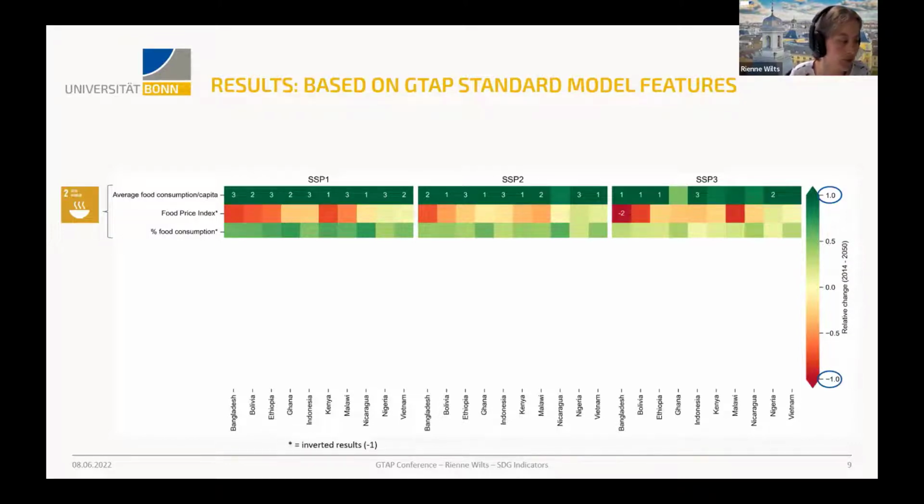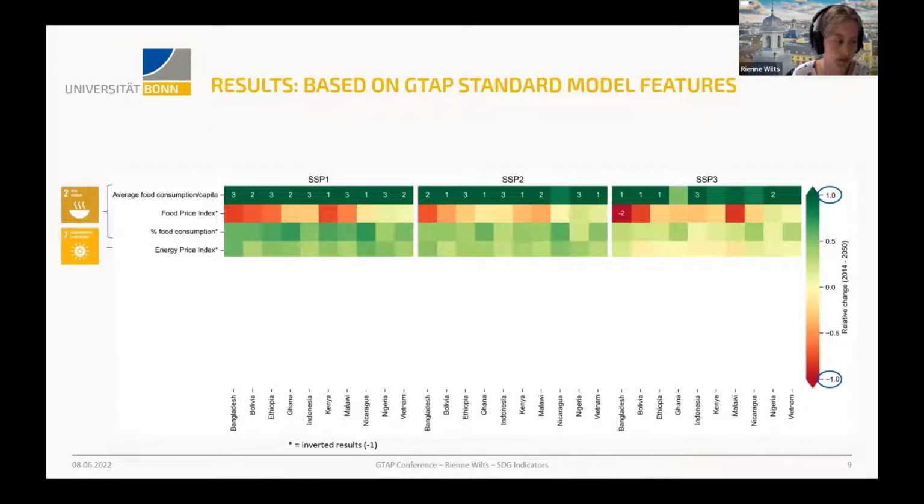We see here first for SDG 2 that it generally improves over time. So in terms of average food consumption per capita and the share of income spent on food, this improves over time, while we see that the food price index increases for all countries and all SSPs besides Nigeria and Vietnam. In contrast, the energy price index increases in SSP1 and SSP2 for all countries.